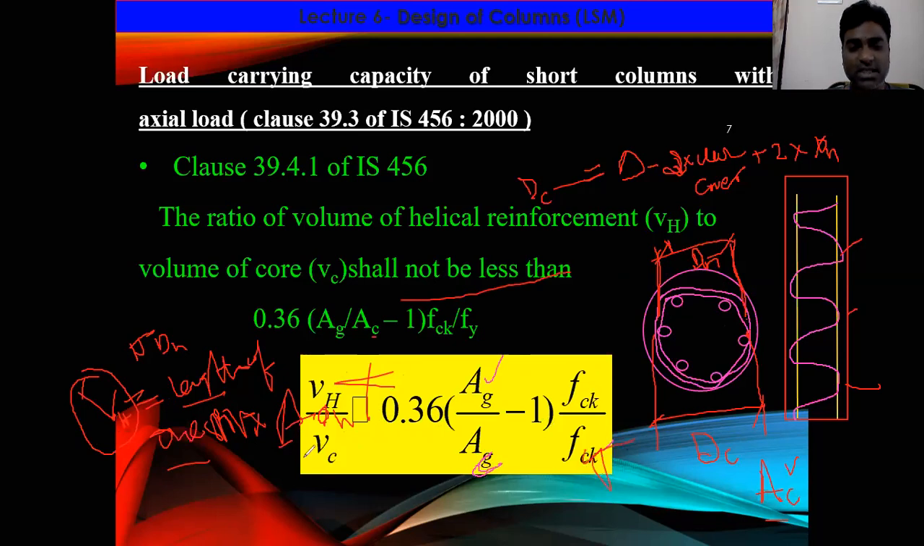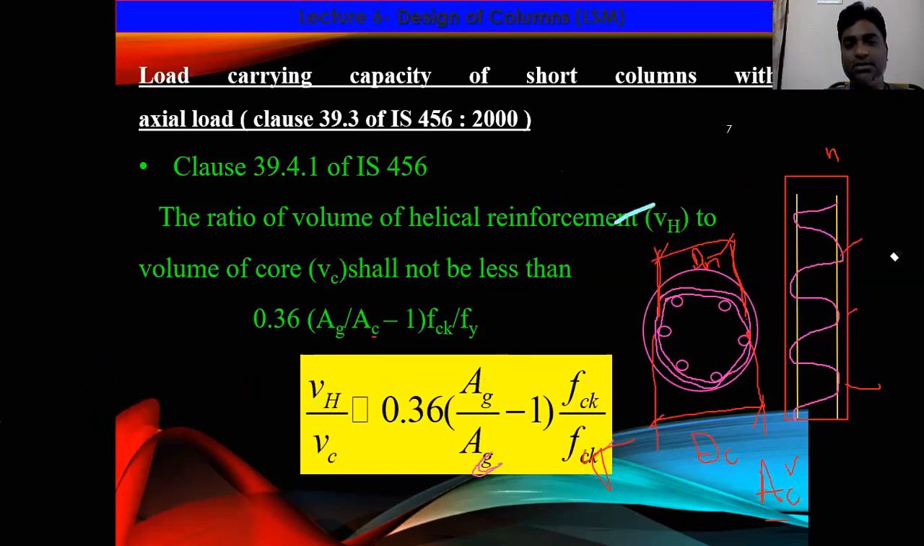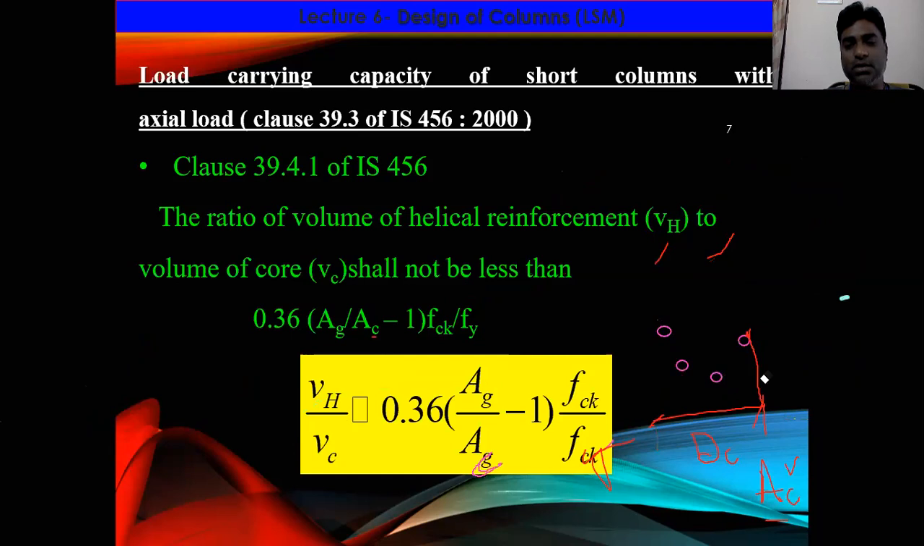If this condition is satisfied, then you should increase that by 5% increment. Otherwise, it is the same as your column with the lateral type, right? So that you should remember. Next, if you solve a problem, then you will get a clear picture on this, for those who still have a little bit of confusion.